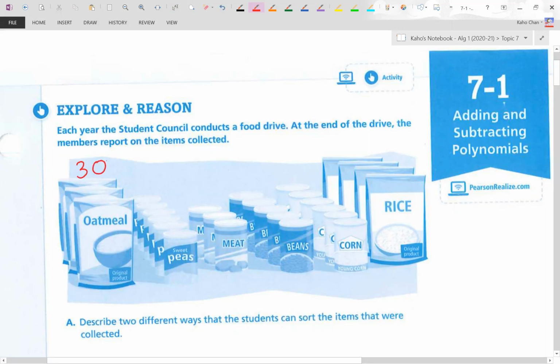Use the letter O for oatmeal. Why not? We have some peas. 1, 2, 3, 4, 5, 6 peas. Kind of designating those variables. 3 cans of meat. 5 cans of beans. Inventory. 6 cans of corn. And 4 bags of rice.